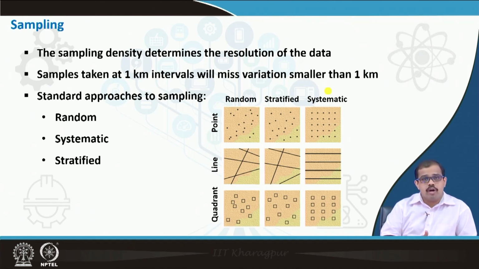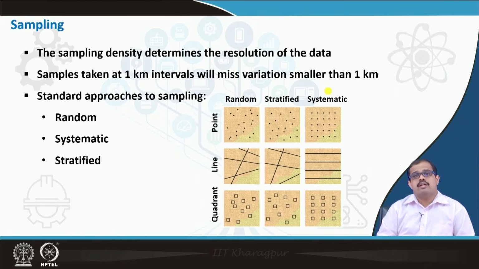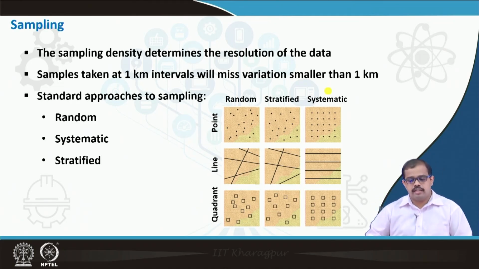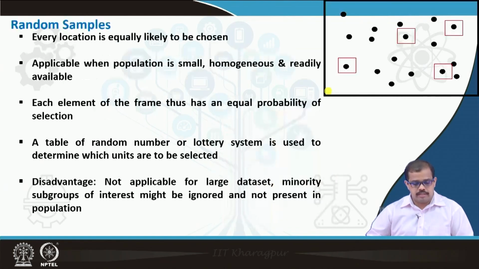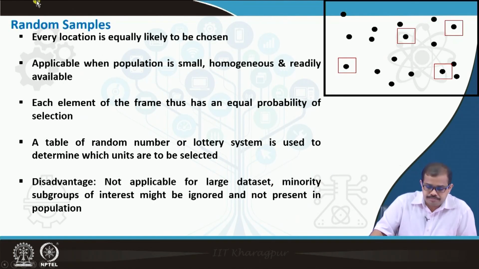So look at what kind of sampling you need, what is the smallest size that you have to capture, what is the largest size that you have to capture, and what are the different variations in your data set. If you are trying to do that, then you have 3 different types of sampling. One is random sampling, another is systematic, and the other one is stratified. We will look at each of these sampling types in detail.